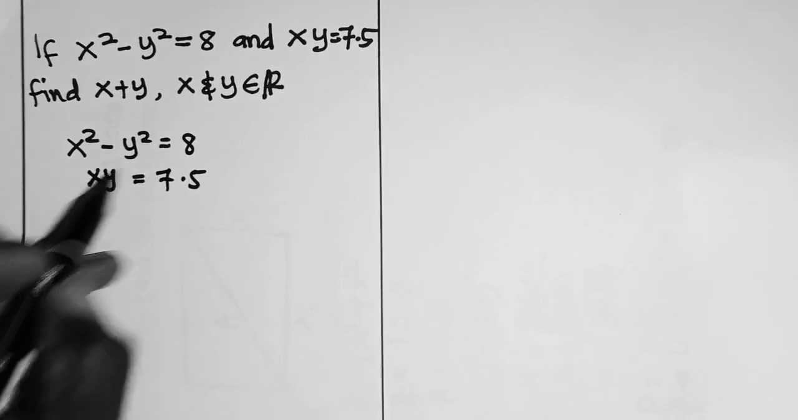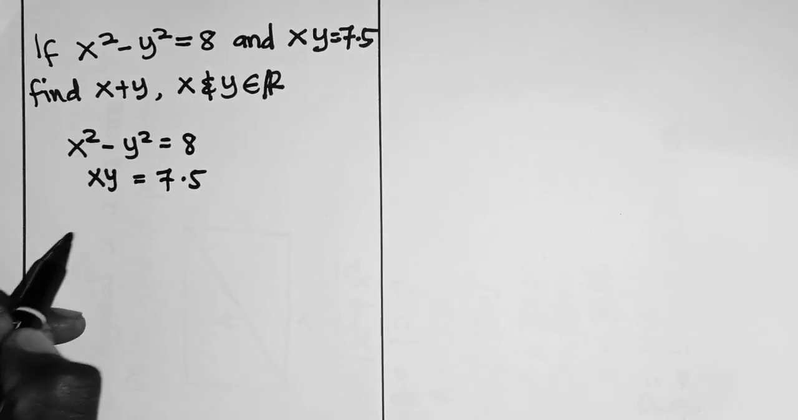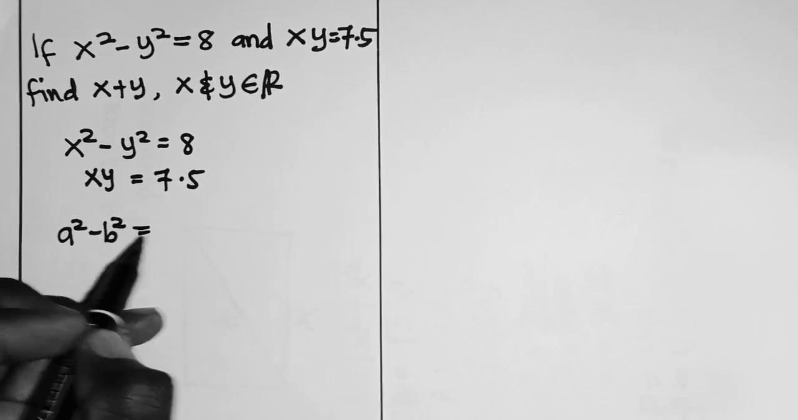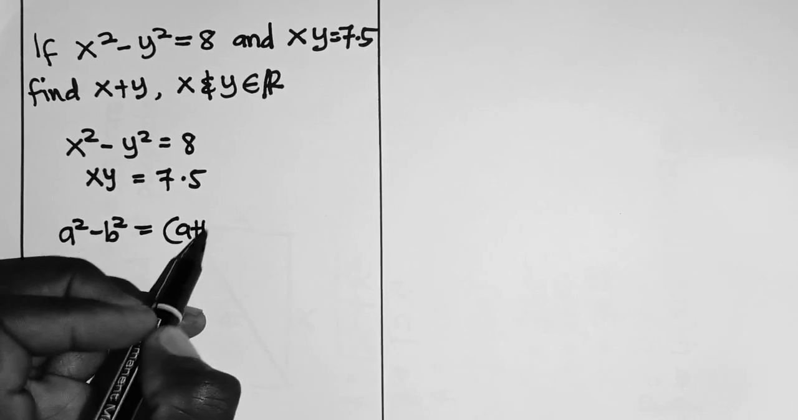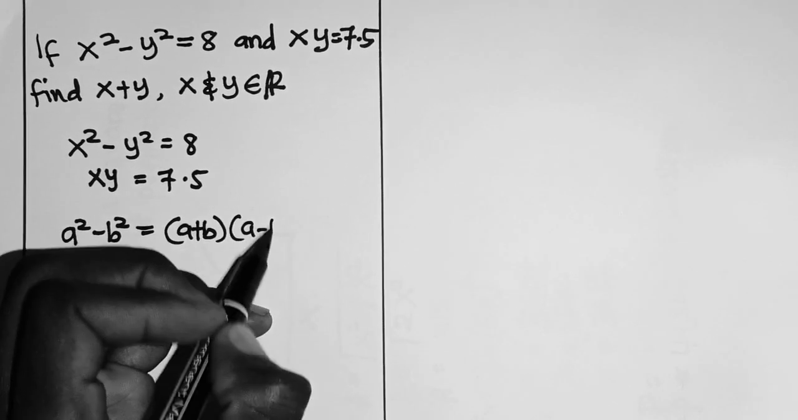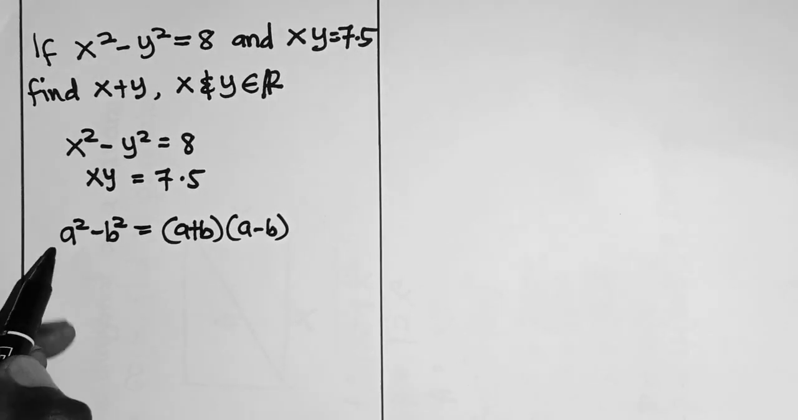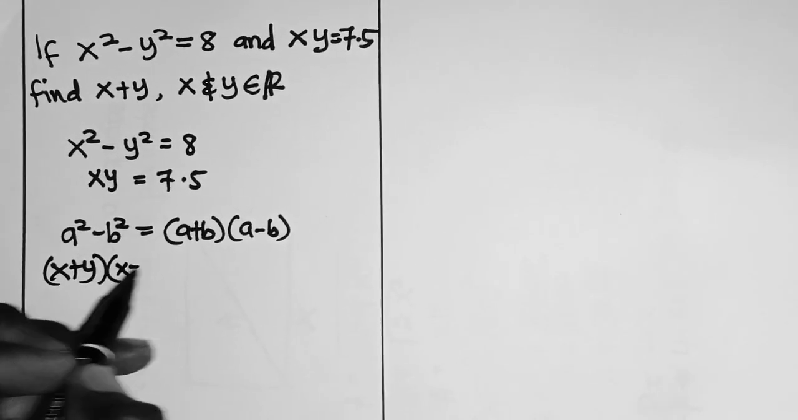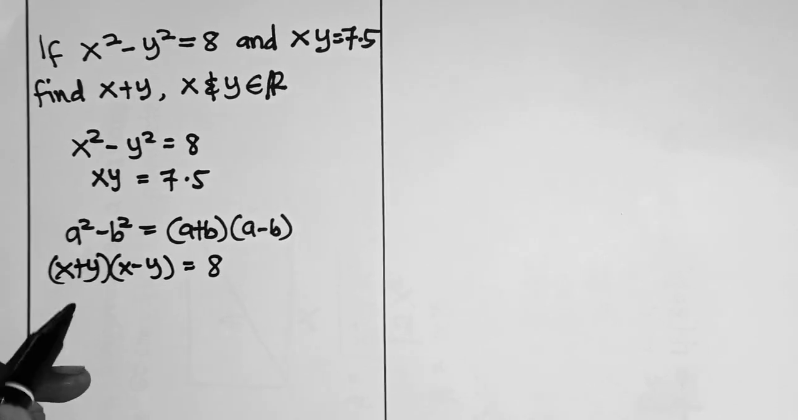7.5. So you can see that when we consider this equation, it's of the form a squared minus b squared, and that is the difference of two squares. So this is equal to, in one bracket, a plus b, times another bracket, a minus b. So this becomes x plus y, times x minus y, equals 8.